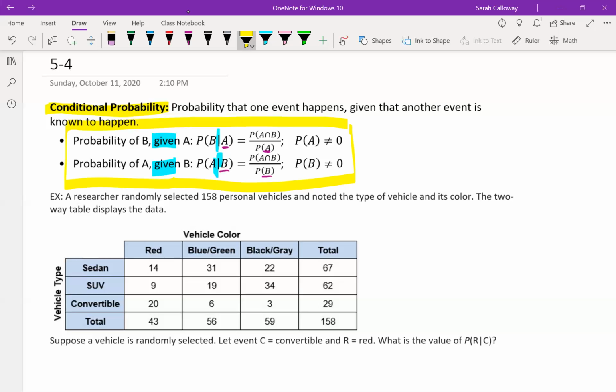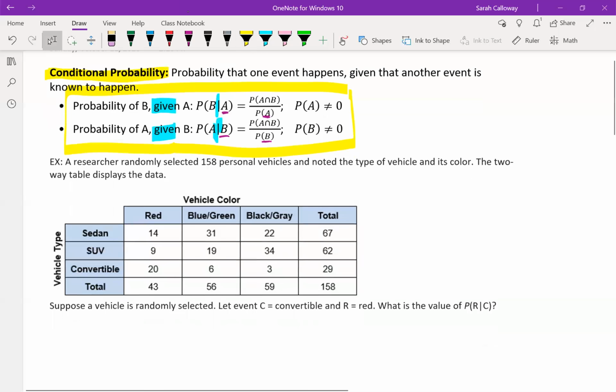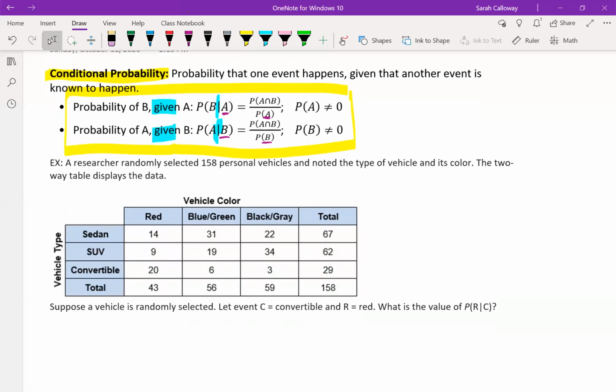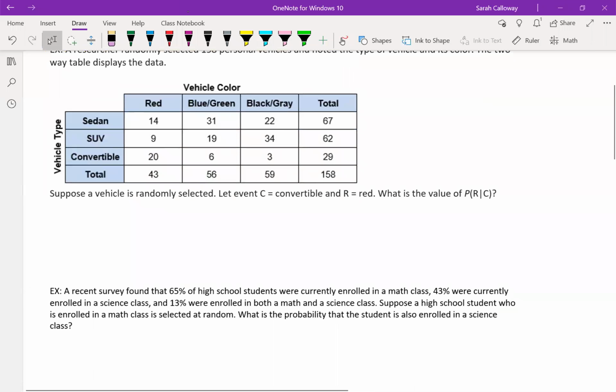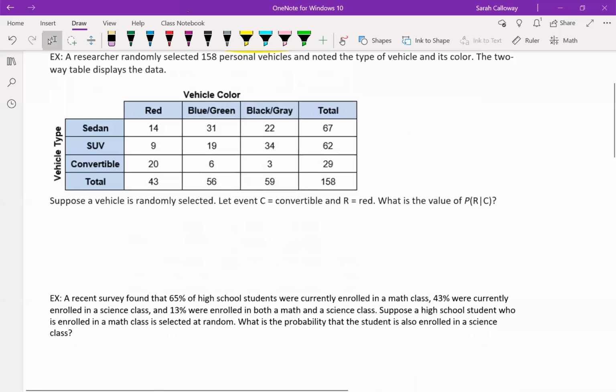Make sure that you have those in your notes so that you can apply them when you have to calculate a value. These formulas we actually used in the first chapter, they just didn't give them to you. I know a lot of people struggled with this at the beginning, so hopefully that makes this easier because you've seen it before, when we talked about two-way tables.